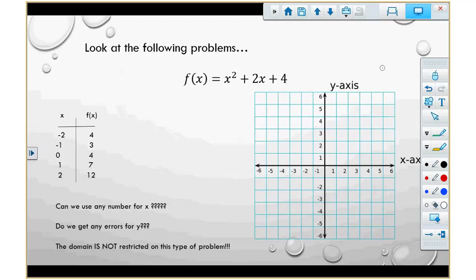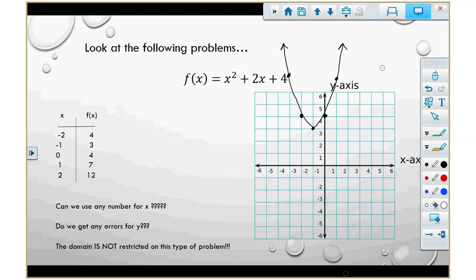Something missing. So -2, +4. -1, +3. 0, 4. 1, 7. And 2, 12 is way up there, so this one's going to be 7 right here. And you see the parabola looks like this.